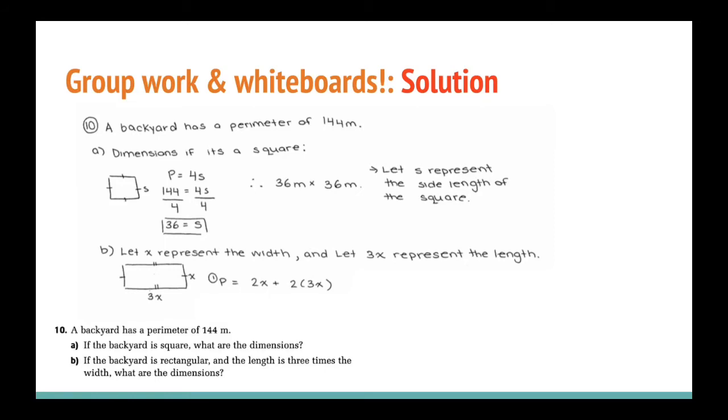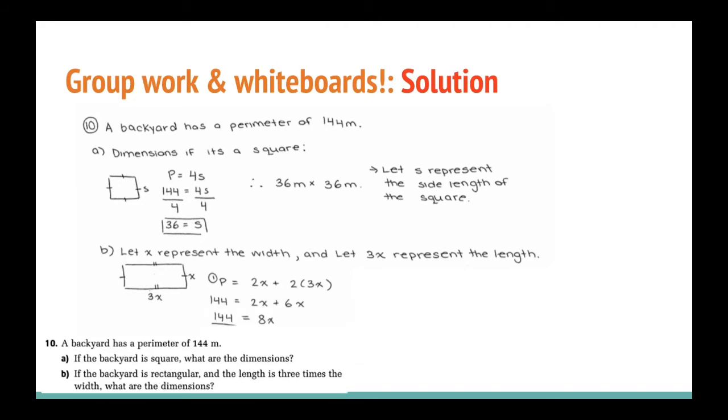With that in mind, I'm going to simplify it, and so I will get 144, because that's the perimeter value that is subbed in, is equal to 2x plus 6x. On the right side, it is going to simplify to 8x equals 144.